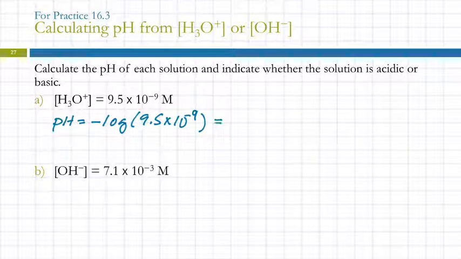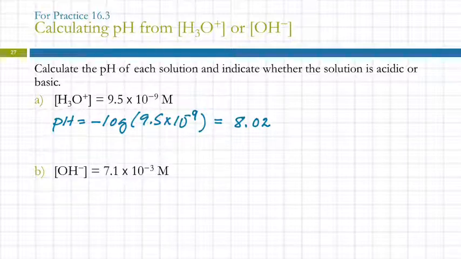It's going to be 8 point something. So log 9.5 E minus 9, 8.02. This number has 2 sig figs, and so I want to have 2 decimal places because that's where the sig figs are.